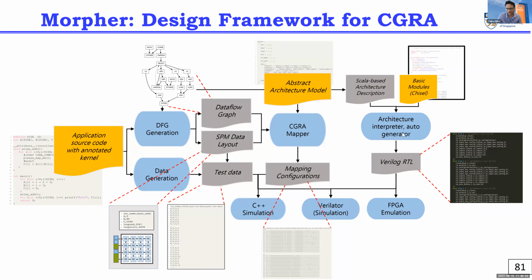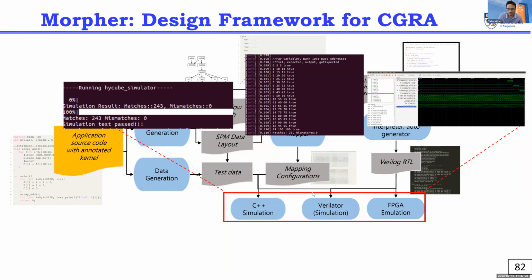We also have the architecture interpreter and auto generator, which generates the Verilog RTL based on the architecture abstraction model and the basic implementation of the basic modules in Chisel. Using this Verilog RTL and mapping configurations, we can do the simulation, and we also generate the test data automatically. The data generation module extracts the live-in data which goes into the CGRA memories, and also the live-out data, which is the expected results for verification. Using those intermediate results, we can do C++ simulation, Verilator-based simulation as well as FPGA emulation.